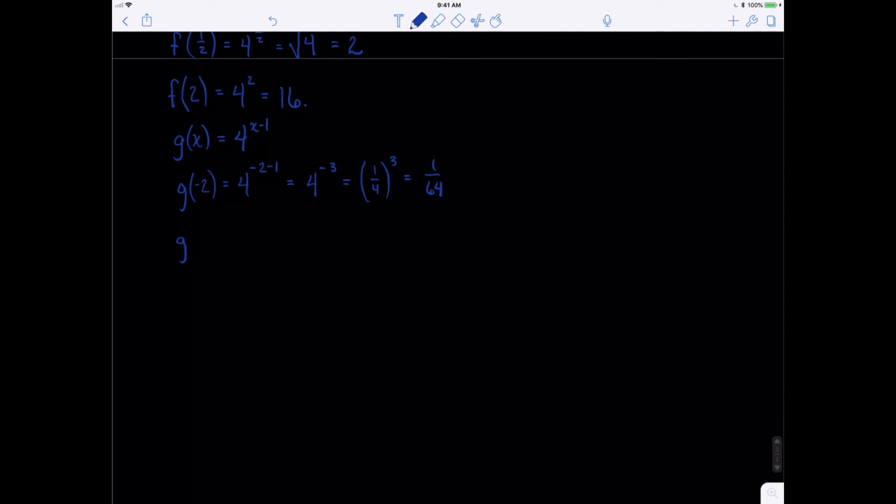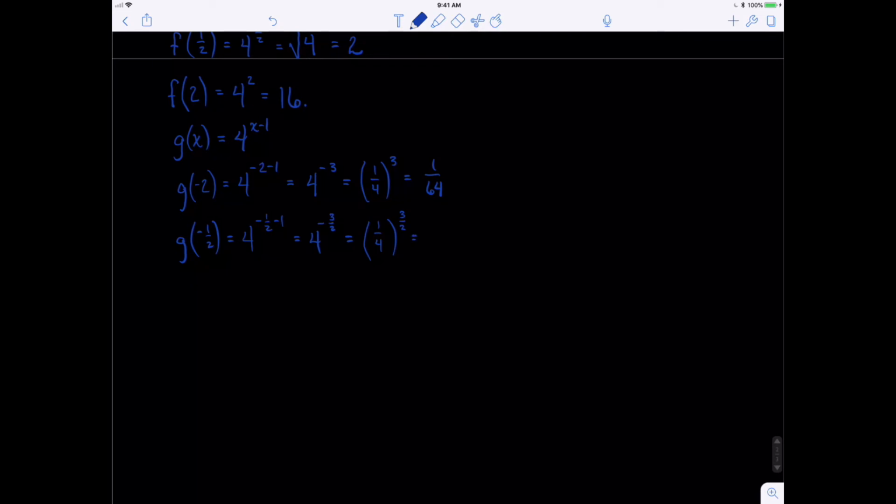Next one is g of negative 1/2. This is, let's see, 4 raised to the minus 1/2 minus 1. So minus 1/2 minus 1 is the same as 4 to the minus 3/2. But now a couple things happen here. First, let's make our exponent positive. So now I have 1/4 raised to the 3/2.